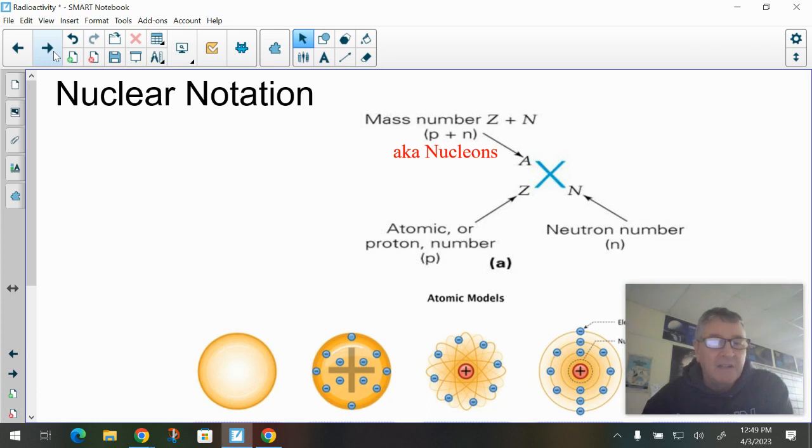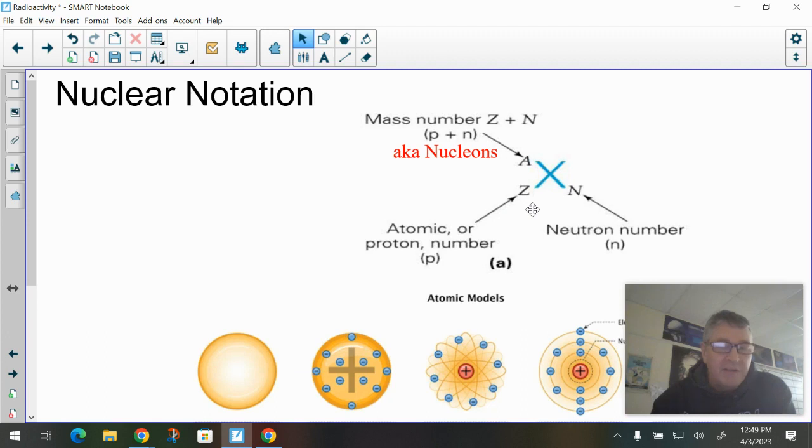In chemistry class, you identified a certain element by an atomic symbol, here given as X, and then there are numbers associated with each. For example, this could be carbon, hydrogen, lithium, whatever. To identify which element it is, we have the letter showing it, but we also have some numbers. And this nuclear notation is important.